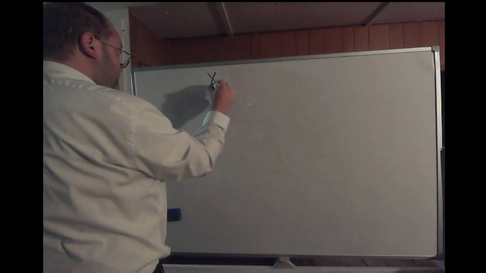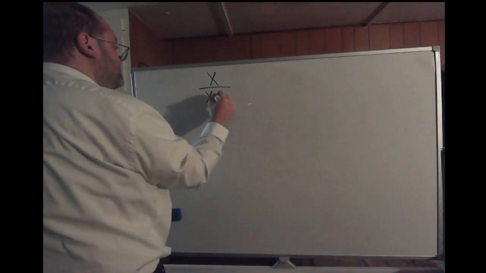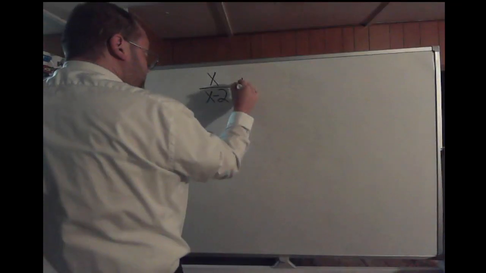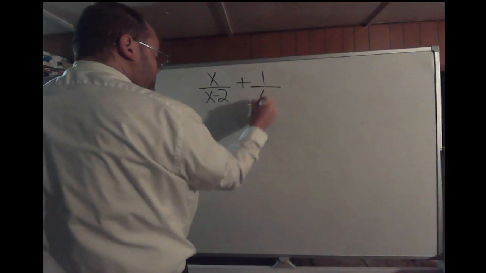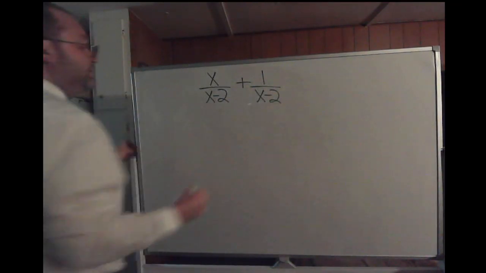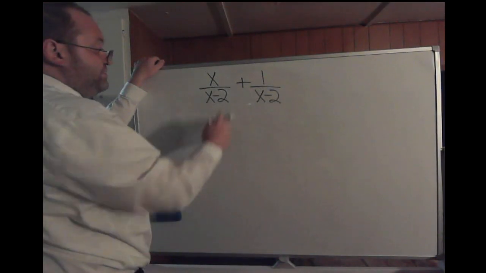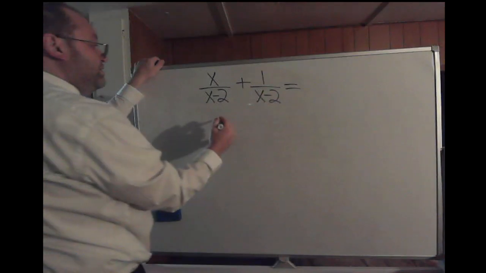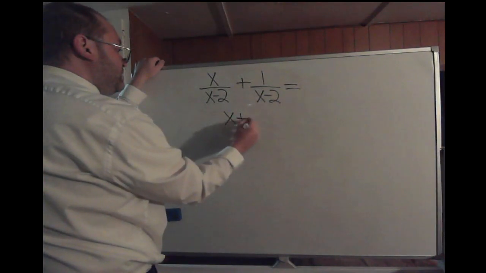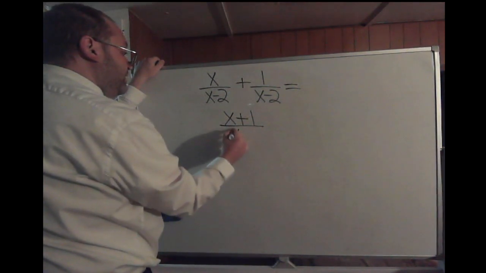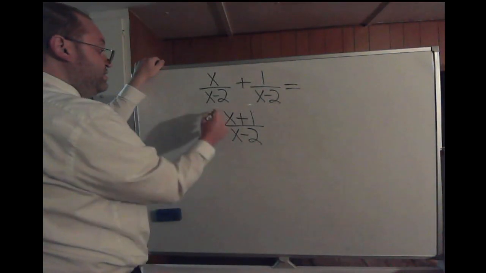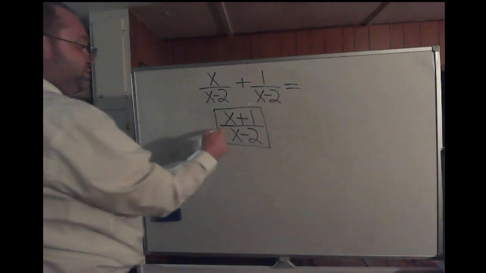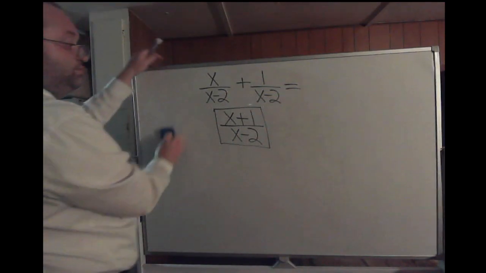We have x all over x minus 2 plus 1 all over x minus 2. Well, you have the same denominator of x minus 2, so you can go ahead and add the two numerators. You would just get x plus 1 all over x minus 2, and that's really all you can do with it. It doesn't factor any further. So you get x plus 1 all over x minus 2.